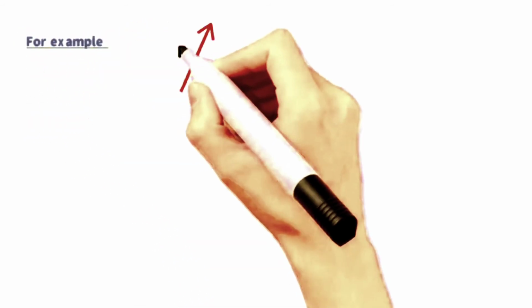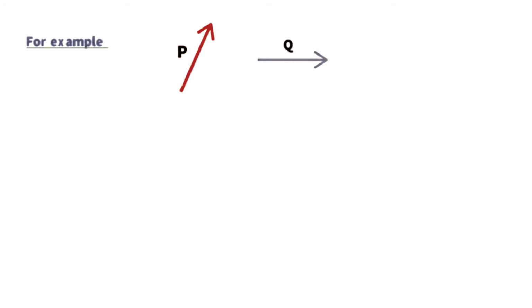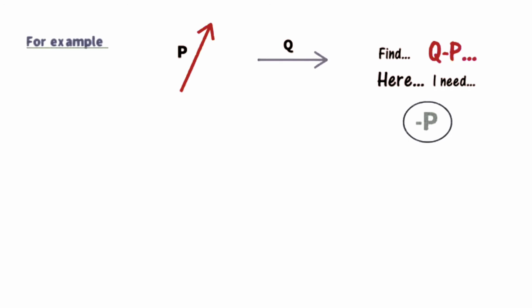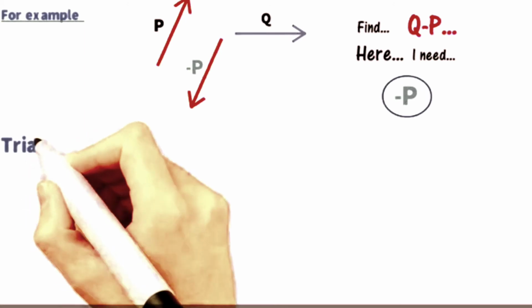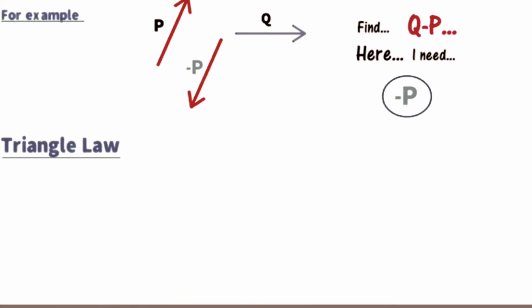Now for example, if I have another two vectors p and q, and if someone is asking me to find q minus p, here I need the negative vector of p, and the negative vector of p is like this. Now I can find the subtraction of q minus p by using two laws, by the triangle law and by the parallelogram law. So first of all, I will use the triangle law.